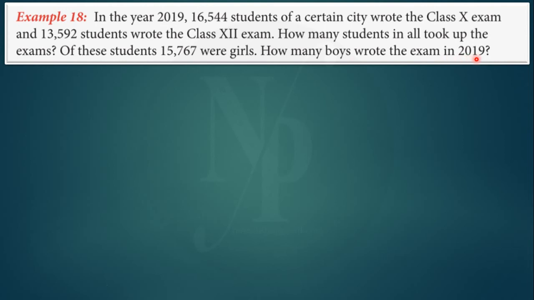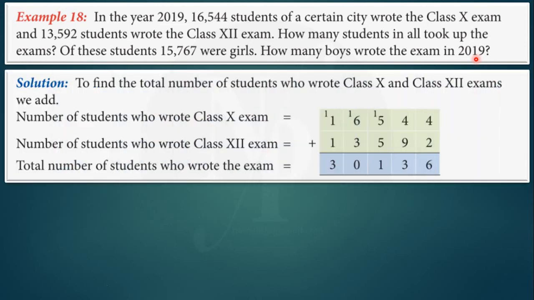So this is a solved problem. Let us go through the solution and understand. Solution: to find the total number of students who wrote class 10 and class 12 exams, we add the number of students who wrote class 10 exams and the number of students who wrote class 12 exams. These are the numbers given in the question. On adding these two numbers, you will get the total number of students who wrote the exam.